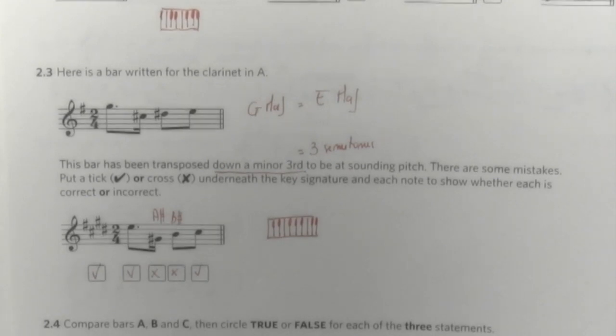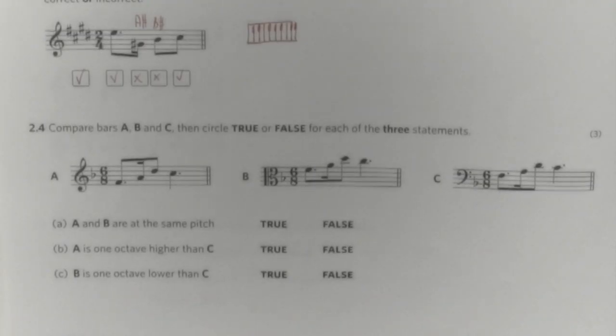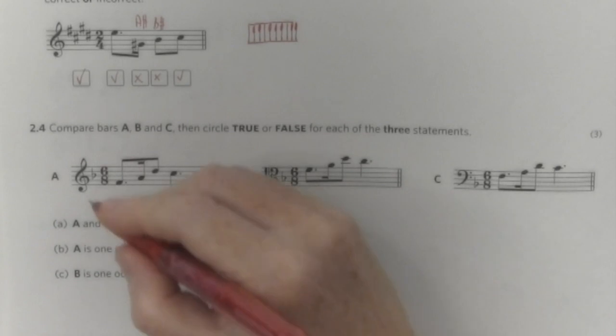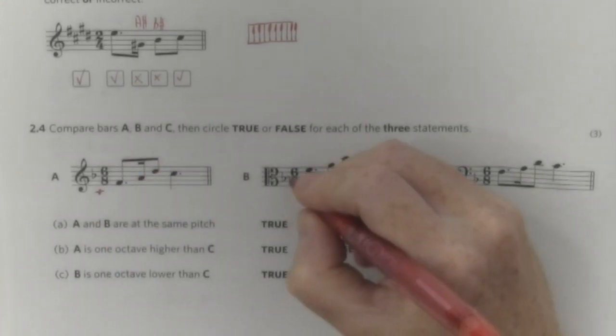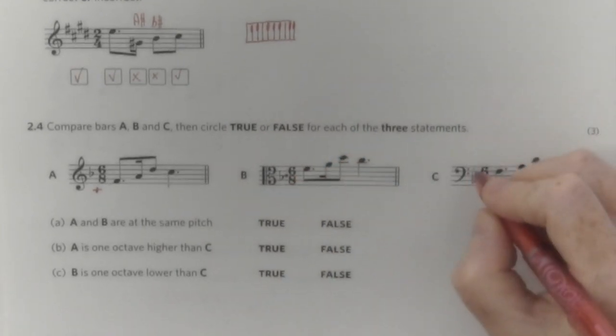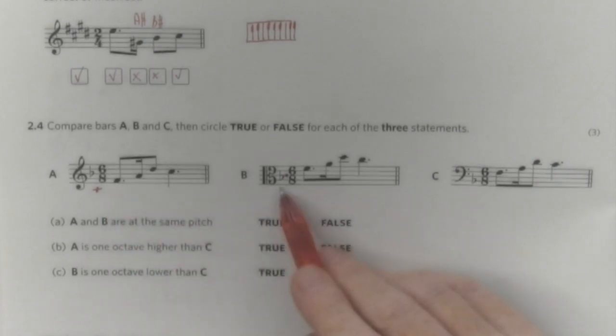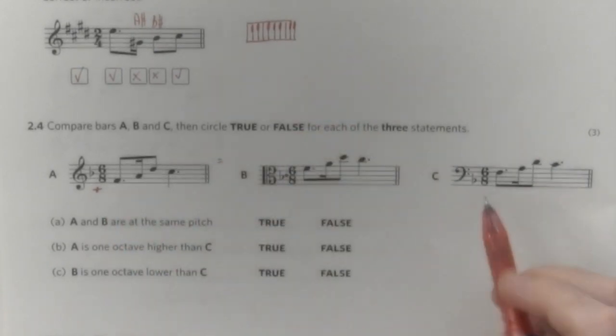Question 4. In this question, we are asked to compare the bars and circle true or false for each of the 3 statements. To answer this question, you need to know this. If the pitch you want to know is middle C, are you above or below? So in the treble clef, middle C is down here. In the alto clef, middle C is here. And in this case, they are the same, okay, equals.